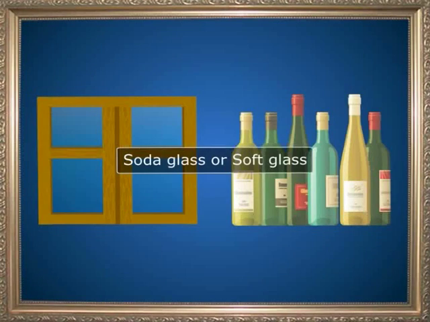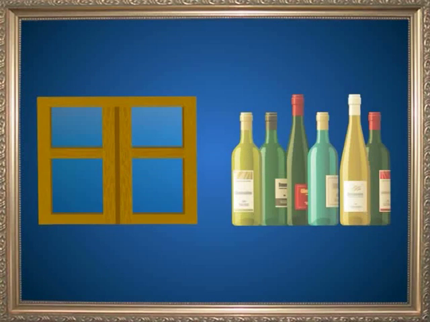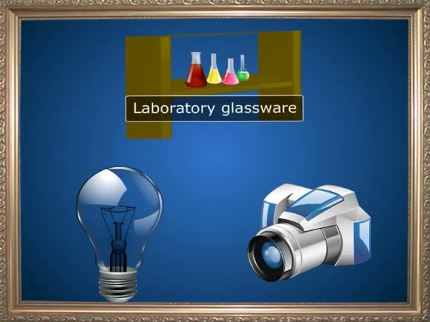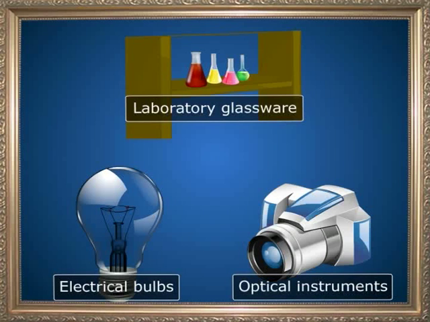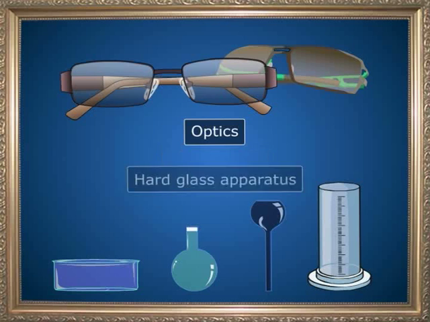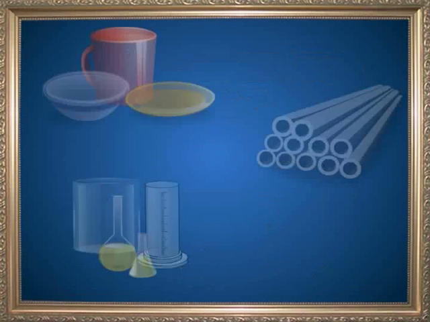Let me now tell you some uses of various kinds of glasses. Soda glass or soft glass is usually fusible and is used for window glasses and bottles. Pyrex glass is used for laboratory glassware. Quartz glasses are used for electrical bulbs and optical instruments. Another type of glass called flint glass is used for optics. Hard glasses are used for hard glass apparatus.